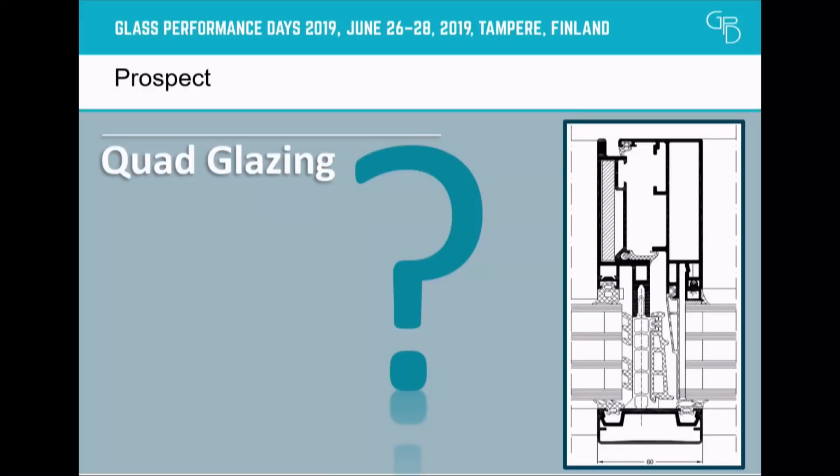And what is the prospect? I put a question mark here. Quad glazing. So I'm looking through the lenses of a system supplier. I know it won't be easy. Let's start that discussion. If we look at that, that will bring huge problems with regards to tolerances to us. You're having a fourth pane of glass there.